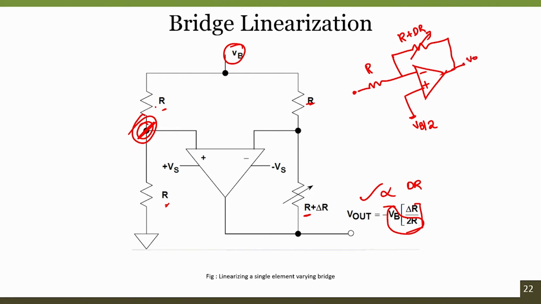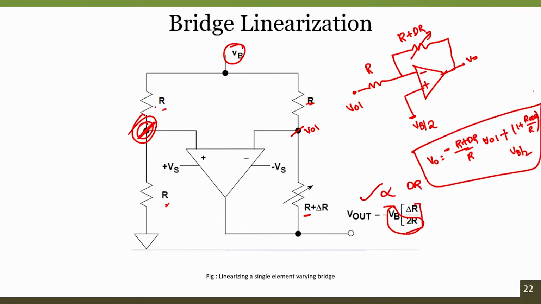So, we know that V naught is nothing but (R plus delta R) divided by R into, say, if this terminal is VO1, it is nothing but VO1 minus and plus 1 plus (R plus delta R) by R into Vb by 2. So, this is the equation, this is the output that we get. Solving for everything, we get V out is directly proportional to delta R.